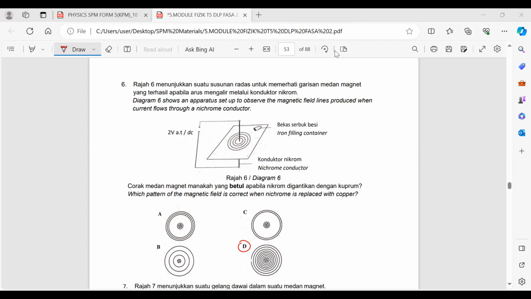What was the function of the iron filings? The iron filings are actually how we see the magnetic field pattern. You are not able to see the magnetic field pattern otherwise. So in order to see it, we spread some iron filings. The iron filings will be attracted by the magnetic field that is induced around the conductor, so you can see the pattern.